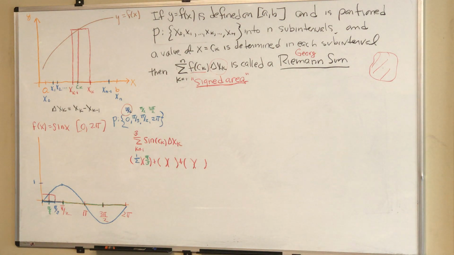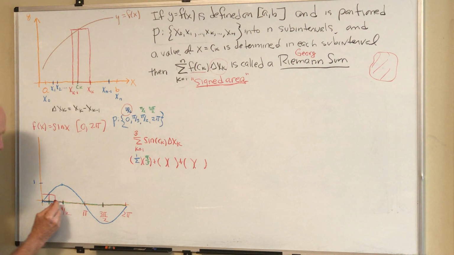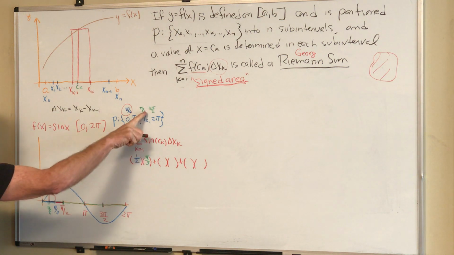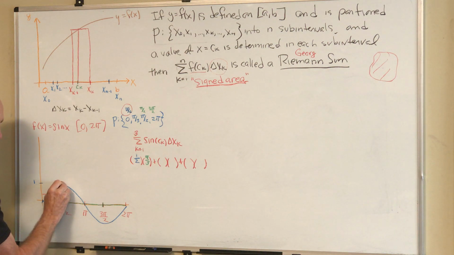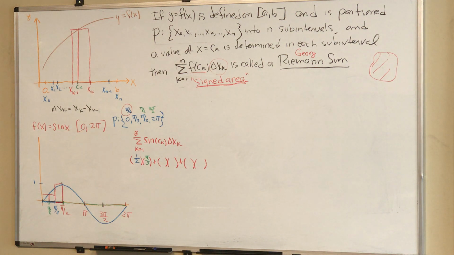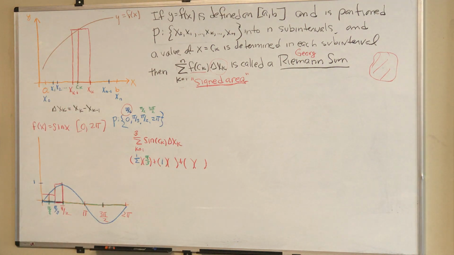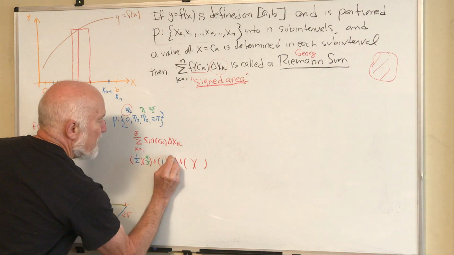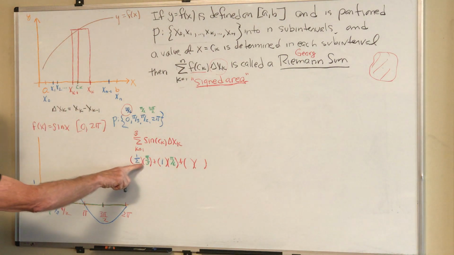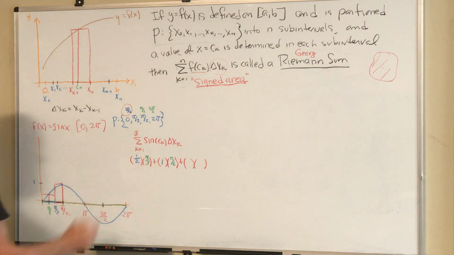Now, our next rectangle goes from pi over 3 to pi over 2. So it's not very wide. And in that, we're going to pick the sine of pi over 2 to be our height. So that's going to be the next rectangle. So the height is the sine of pi over 2, or 1, and the width is from pi over 3 to pi over 2, which is only pi over 6. So that's going to be our width. Notice that the area here is the same as the signed area because it's positive.